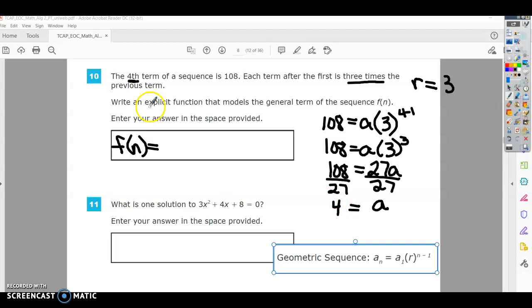All right, now to write an explicit function, basically meaning just a function from this right here. So we're going to have, instead of a sub n, it told us to use f of n. So we put f of n equals, our first term is 4 times r. In this case, it's 3. That was given information as well. And then to the, since we're using n minus 1. So that would be our explicit function.